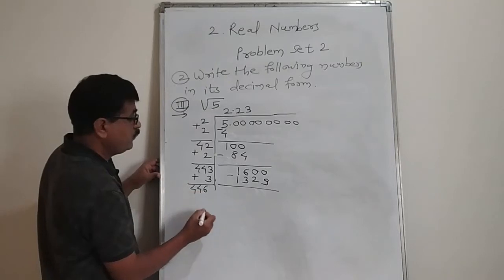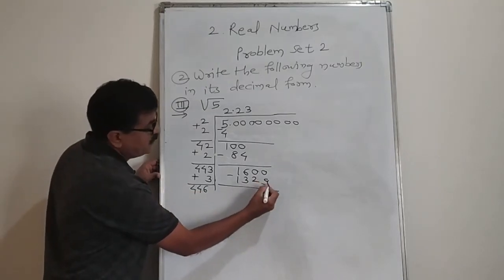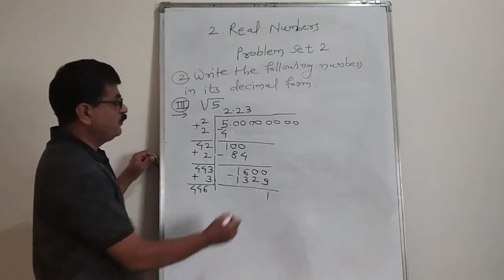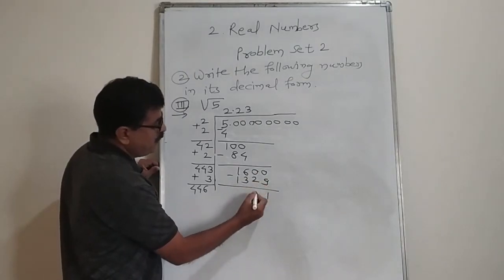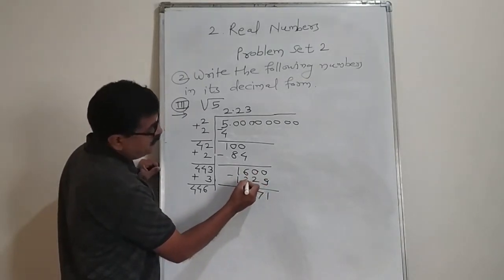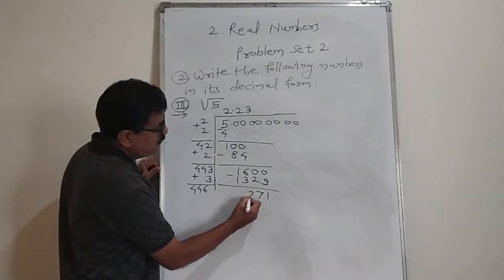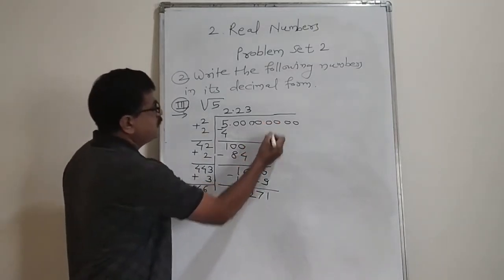4. Taking subtraction, 10 minus 9, 1. Here is 3. 10 minus 3, 7. Here is 4. 6 minus 4 is 2. Take 2 zeros.